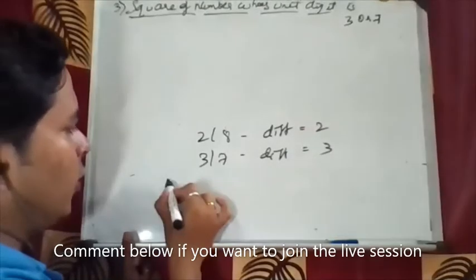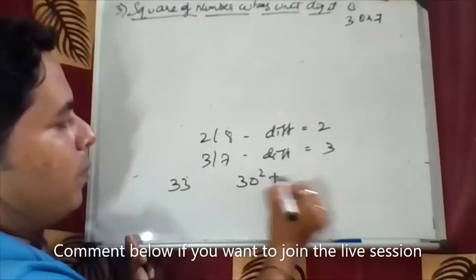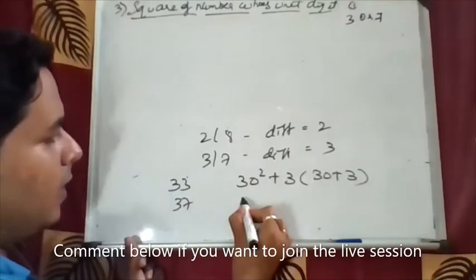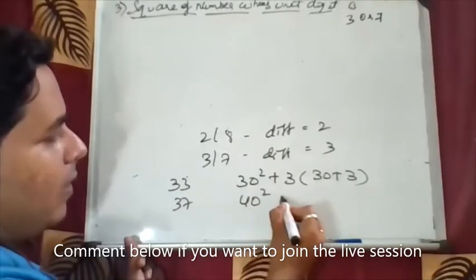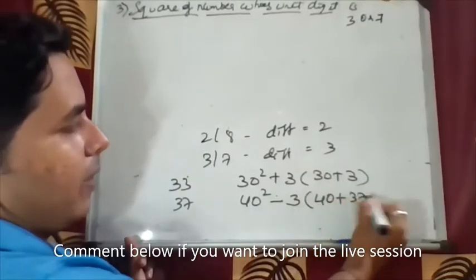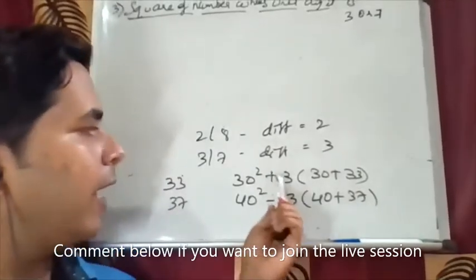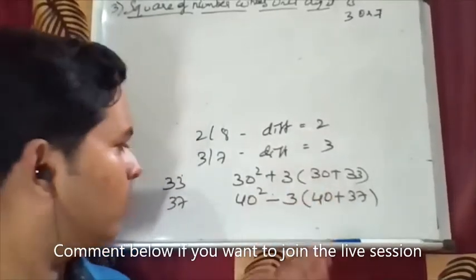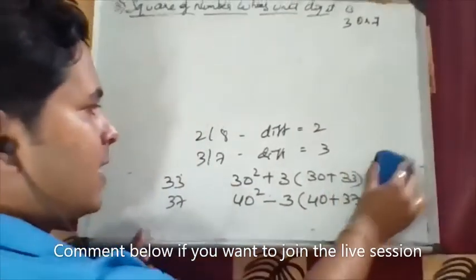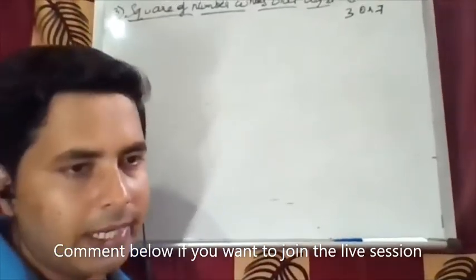If the unit digit is 3, suppose you are finding 33, then it is 30 square plus 3 into 30 plus 33. And if you are finding 37, then its value will be 40 square minus 3 into 40 plus 37. Only the sign is a change. There we did an addition. If you are finding for 3, it is addition, and for 7, it is subtraction. The same rule. We'll see the example and you'll come to know. The difference here is 3.